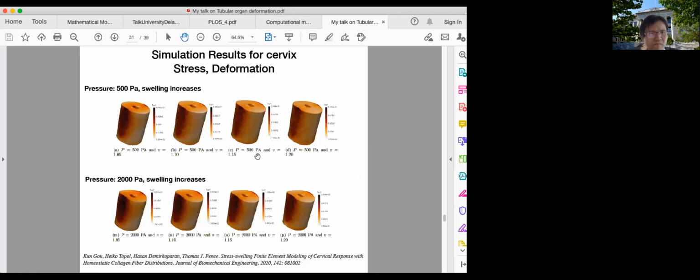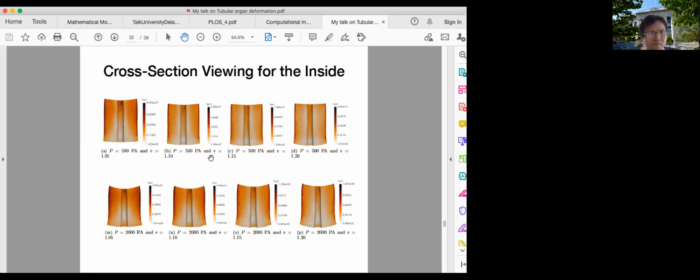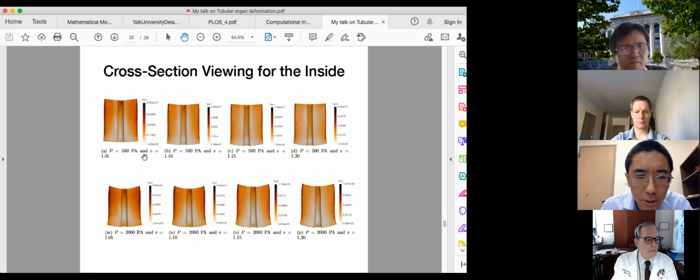And these are some simulations. Also the color means the stress concentration. Just jump. This one is a cross section, viewing from the inside. The first row is for the pressure of 500 Pascal, and nu is the swelling parameter, which increases. The second row is for a bigger pressure, 2000 Pascal, and the swelling ratio is also increasing.